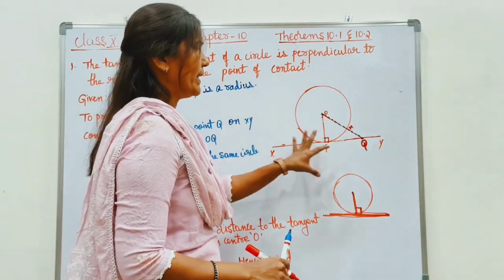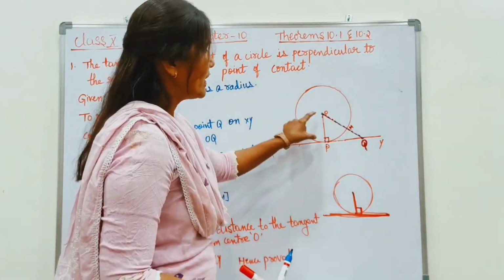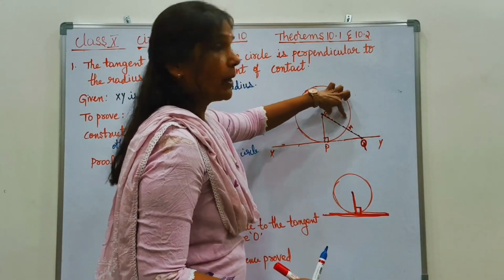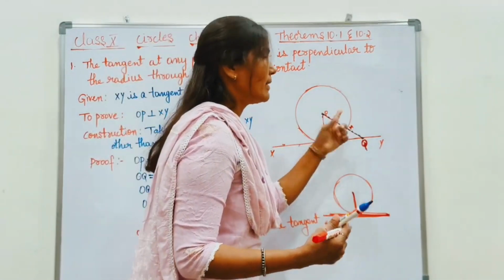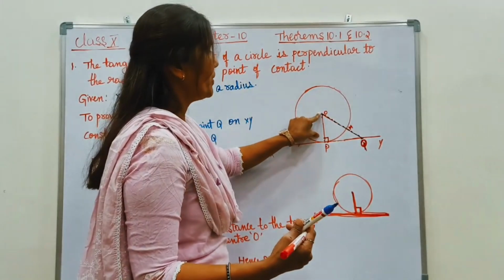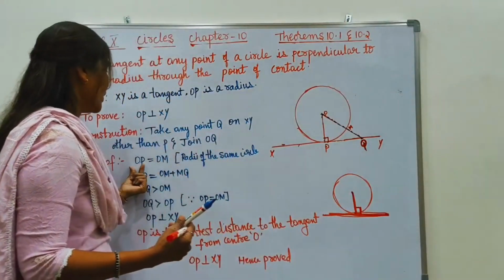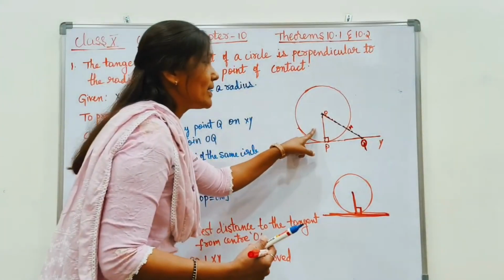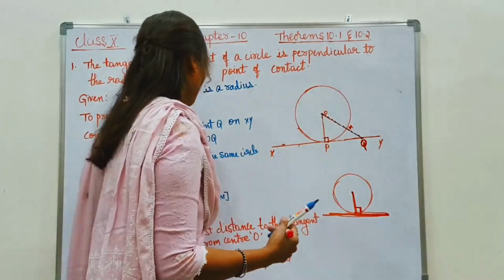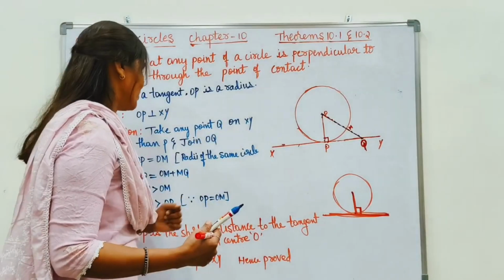You see the diagram and we will do the proof. In this one, observe that OP and OM are both radii. Radius means equal length. So the first point you write: OP is equal to OM. What is the reason? Both are radii of the same circle.